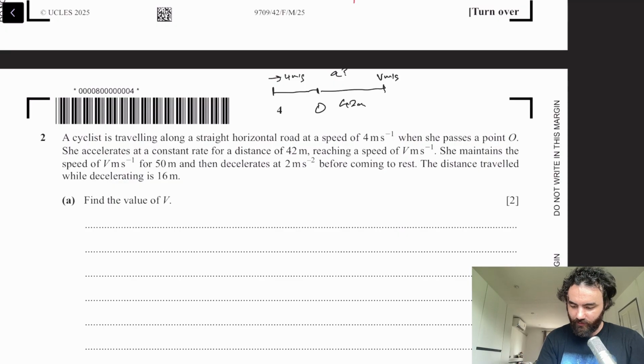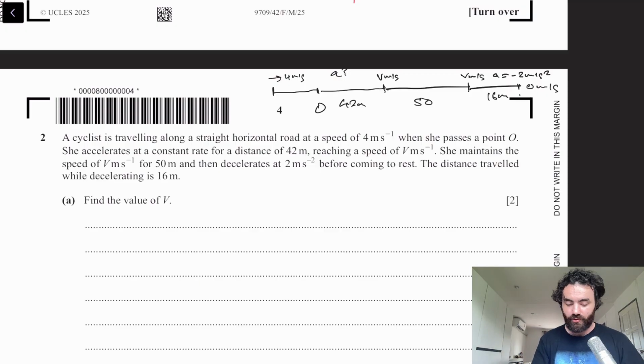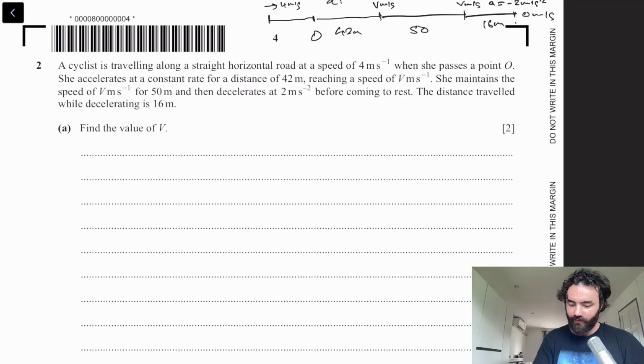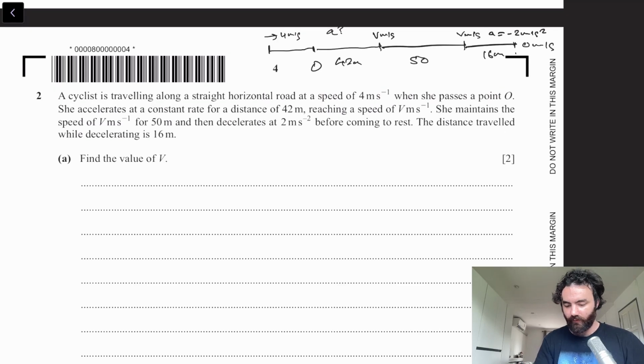She maintains the speed v meters per second for 50 meters, so she'll still be at speed v here. And then she decelerates. She has a deceleration of, so acceleration is minus 2 meters per second squared here, before coming to rest. So here she's moving at 0 meters per second, and she's decelerating over 16 meters. I did that because there's a lot of segments in the motion of this lady, and we want to visualize what we know and what we don't know. Anyway, find the value of v.